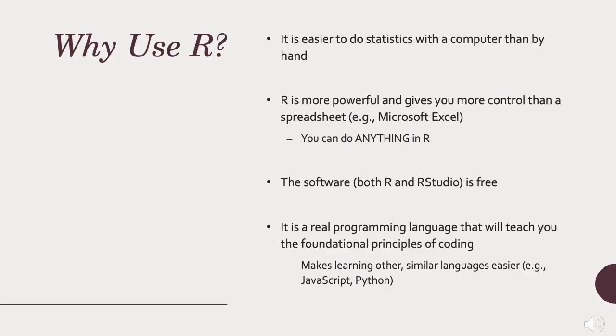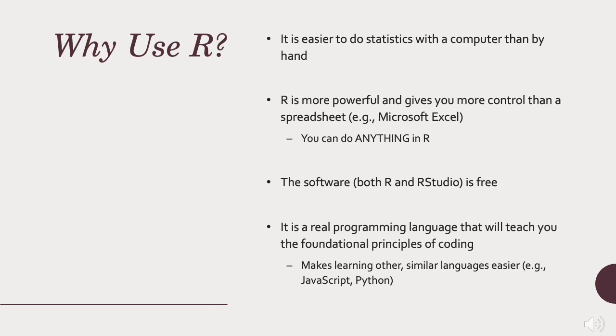So the main reason to use R is because it is infinitely easier to do statistics with a computer than by hand. Arguably, you can't even do most modern statistics by hand. It would just straight up take too long. That said, that doesn't explain why we would use R specifically versus something else like Stata, SPSS, or Microsoft Excel.